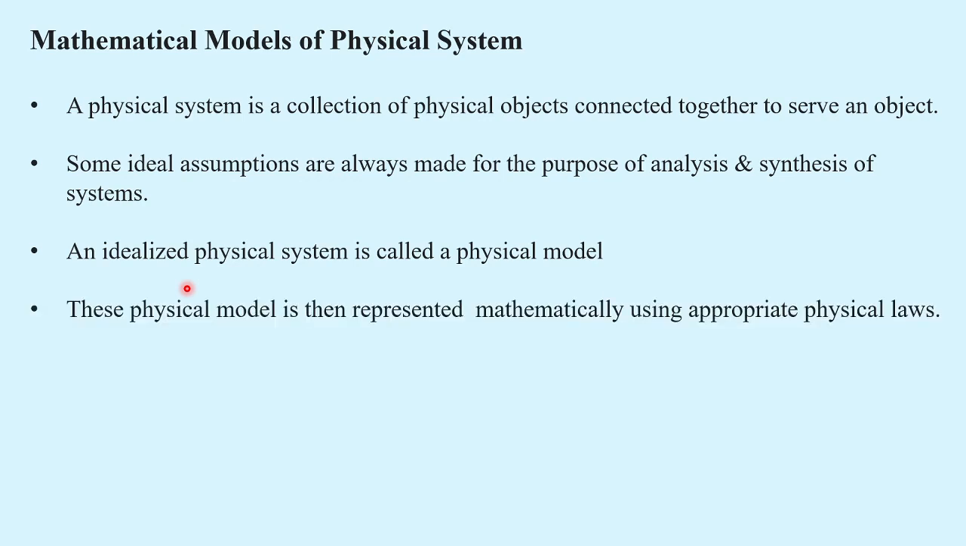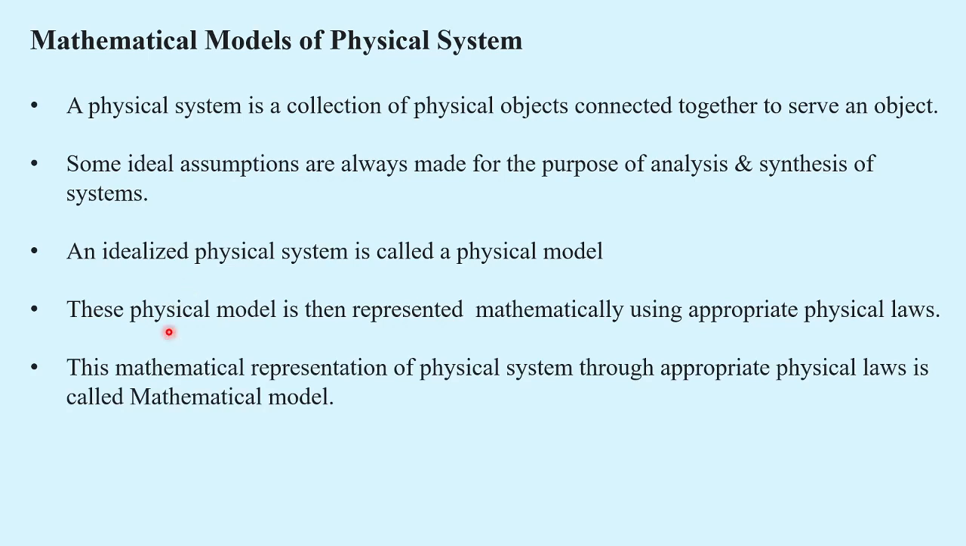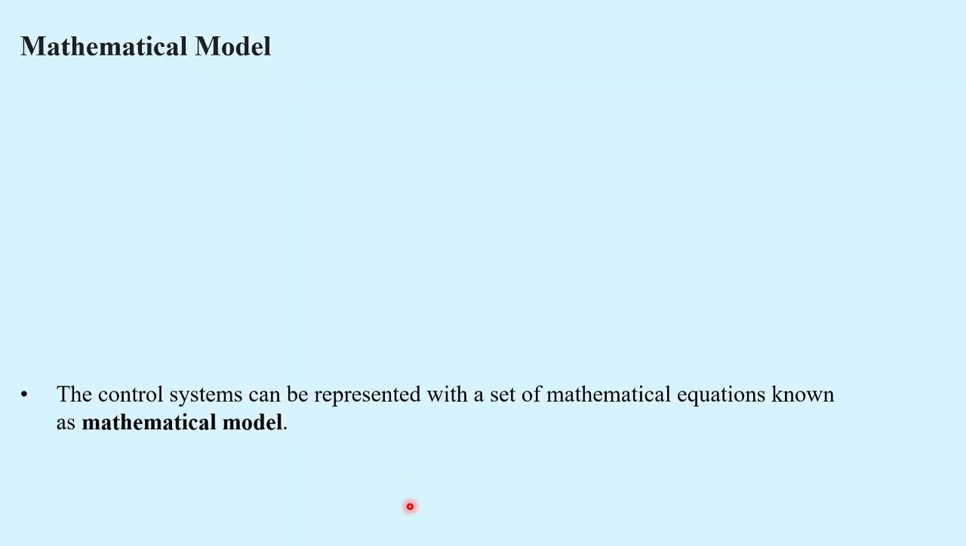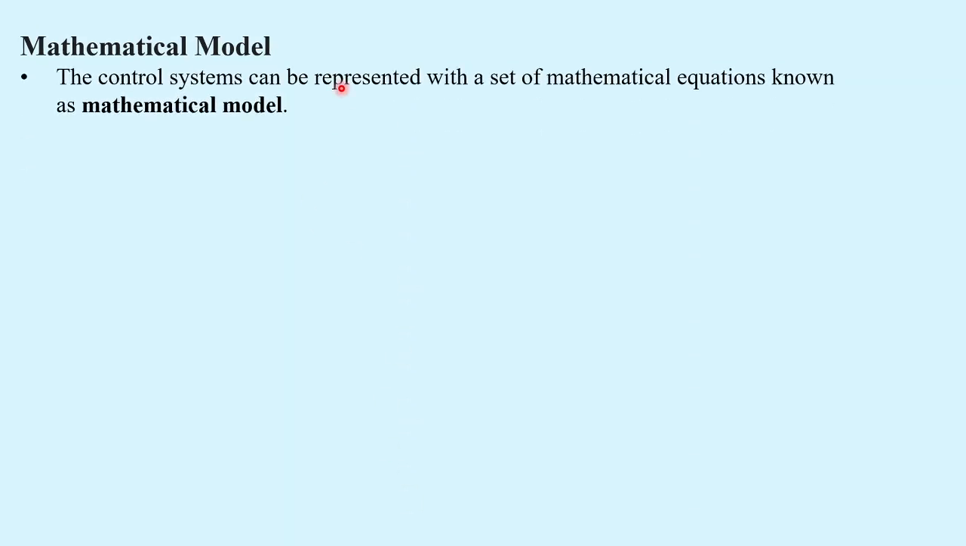And this physical model, whenever we represent by mathematically using appropriate physical laws, that means Newton law of motion and so on, then we call these as mathematical model. And the process of developing a mathematical model is called as mathematical modeling. The control system can be represented with the set of mathematical equations known as mathematical model.